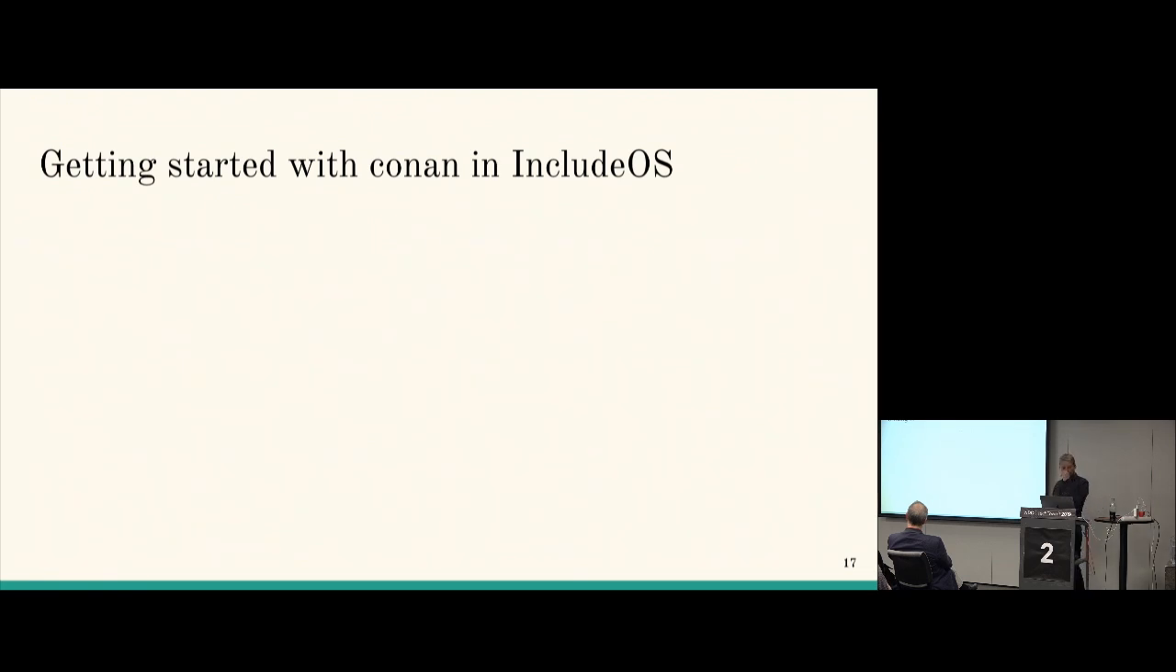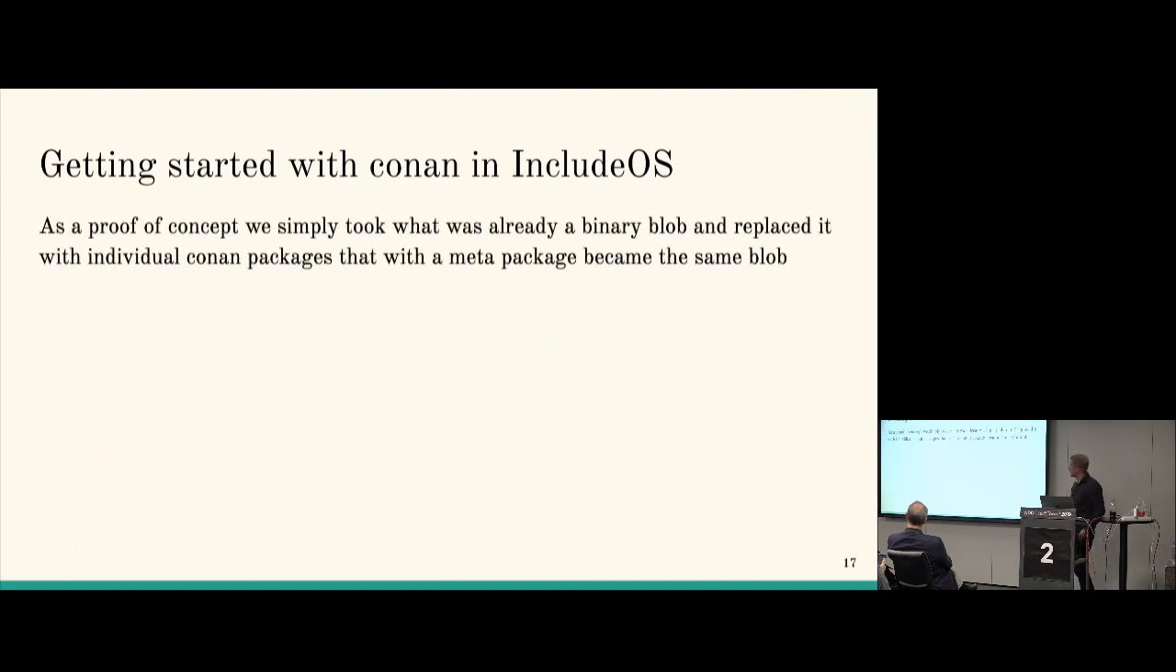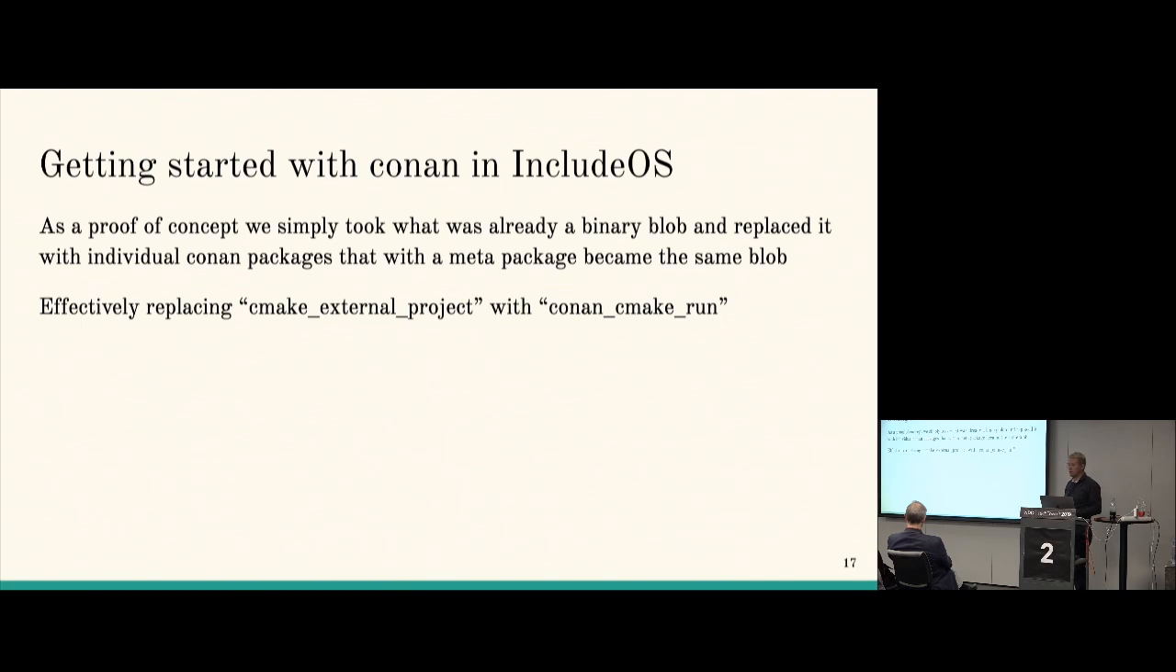So let's go over to IncludeOS. Basically, as I said, we had a binary bundle built outside the CI system initially. So as a proof of concept, we took that binary blob and replaced it with the Conan package. It's essentially still the same blob, we just put it inside the Conan package. We replaced the CMake external project with a conan_cmake_run command, and that was it. What happened was that when we run the CMake command, the dependencies are downloaded at configure time, as opposed to CMake external project, where it gets run as you're building.